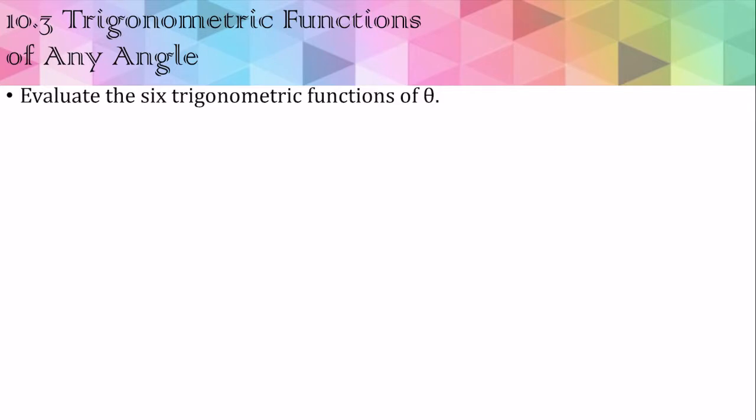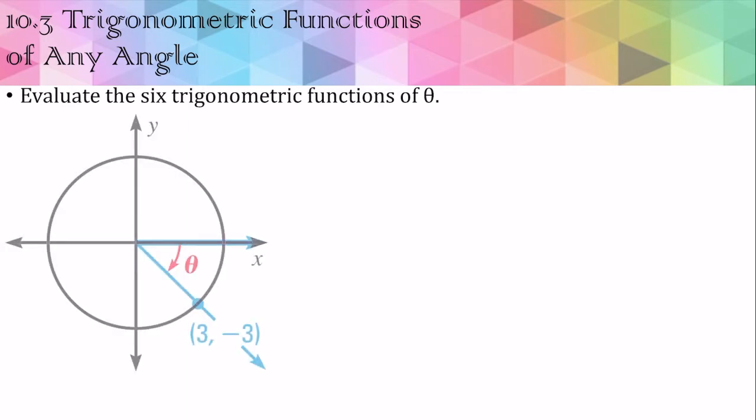So evaluate the 6 trigonometric functions for theta. So our point here is (x, y), and we need to find r. r is always going to be the square root of x squared plus y squared. Why? Because if I draw this right triangle, that's x and that's y and that's r. So x squared plus y squared equals r squared by the Pythagorean theorem.